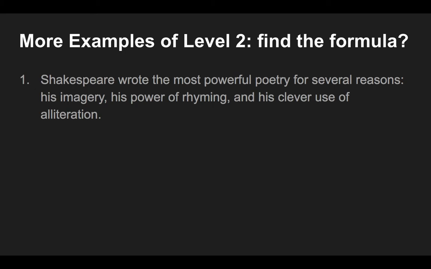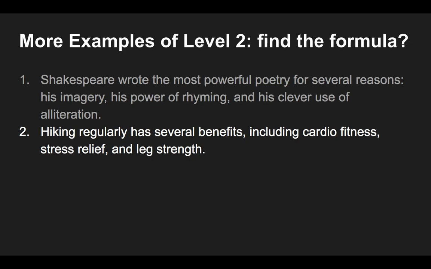What type of formula is this? If you said it's a list sentence, and in particular it's list formula A, ding, ding, ding, you would be correct. Example two: Hiking regularly has several benefits, including cardio fitness, stress relief, and leg strength. What formula do we have here? If you said that this is list formula B, you'd be bang on.